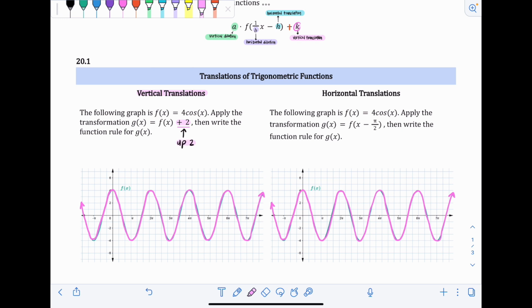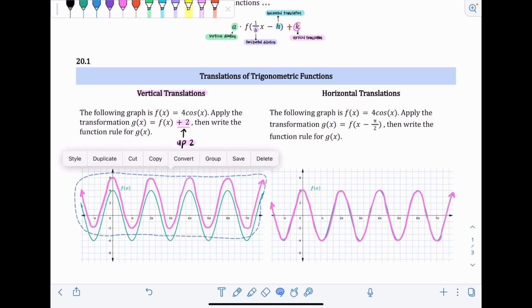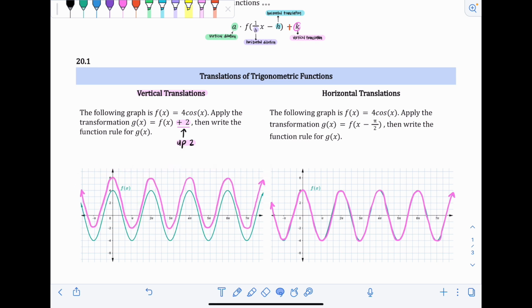Okay, so translation means that all the points are just shifting up 2 units. So instead of watching me struggle through moving all of these points up 2 units, I'm just going to show the graph being slid up 2 units. If we focus in on one of the maximums, if I move it up 1 unit, it'd be up here, 2 units would be up here, and that is a vertical translation up 2 units.